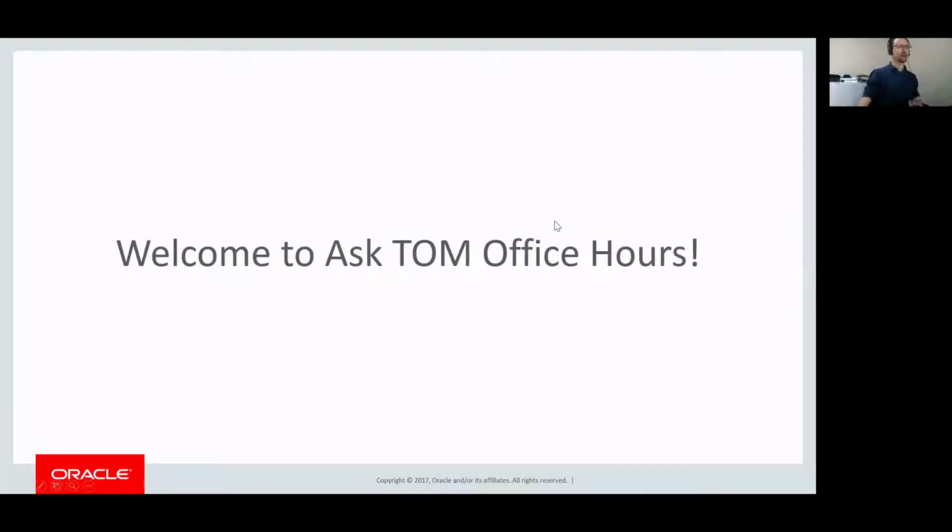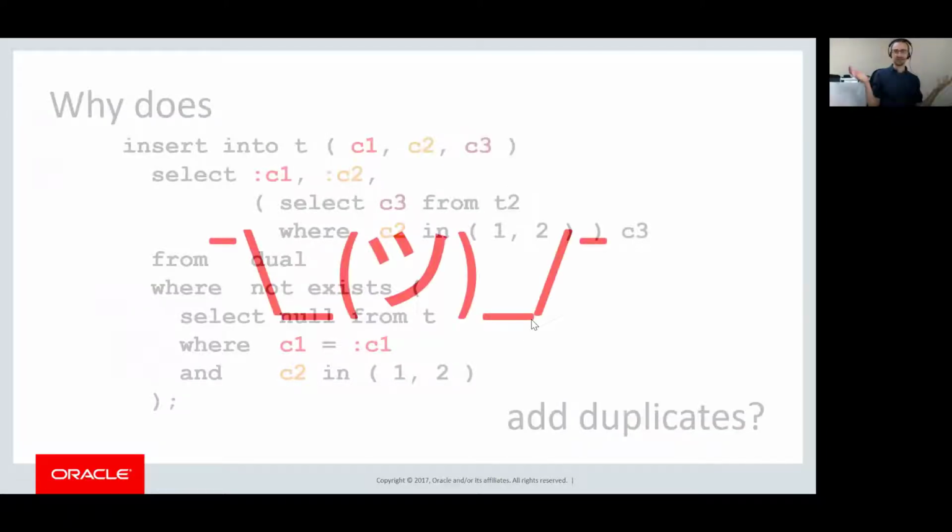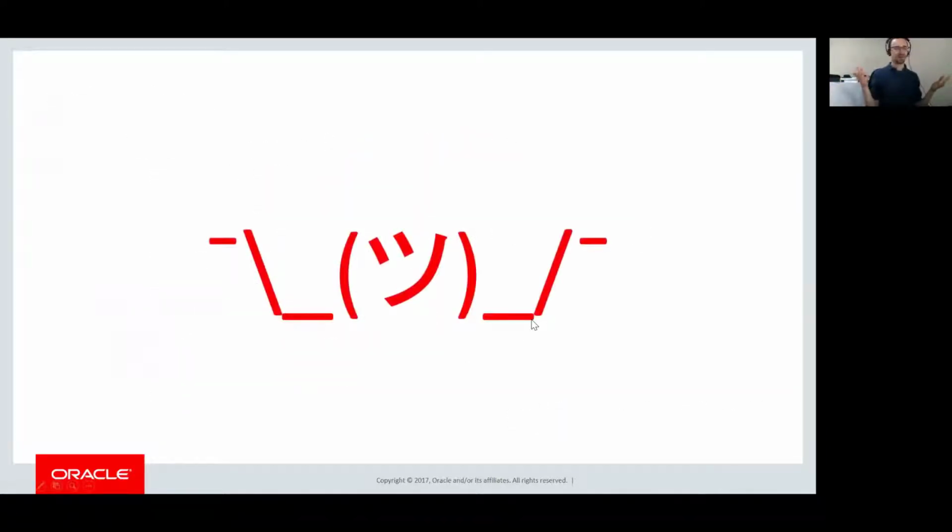To start off with, we had a slightly weird question come in. Someone was doing an insert statement that looked a bit like this. They're trying to insert into a table, selecting some values from dual where not exists values from the table. And they ask, why does this add duplicates? This is a bit of a weird statement to start with. There's lots of subqueries going on. The short answer is, I don't really know, to be honest. I can't understand what you're trying to achieve with this statement.